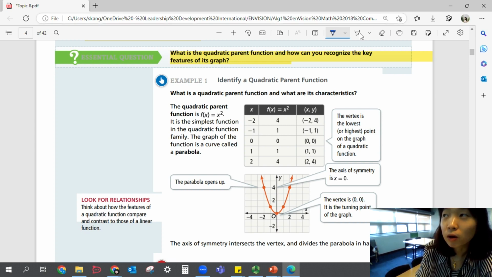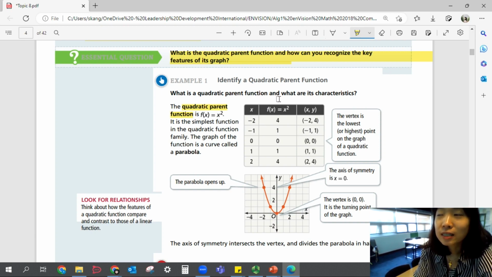So first of all, there's your vocab. The quadratic parent function is an equation f of x equals x squared. So it's the simplest function in the quadratic function family. The graph of the function is a curve called a parabola. If you look at the table, when x is equal to -2, if you plug that into the function, -2 times -2 is +4. So you have a coordinate pair of -2, 4, right? And so on, you have these points.